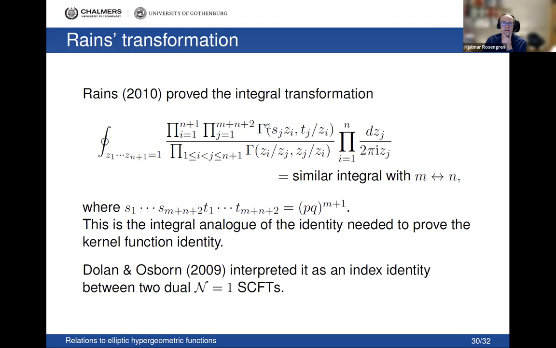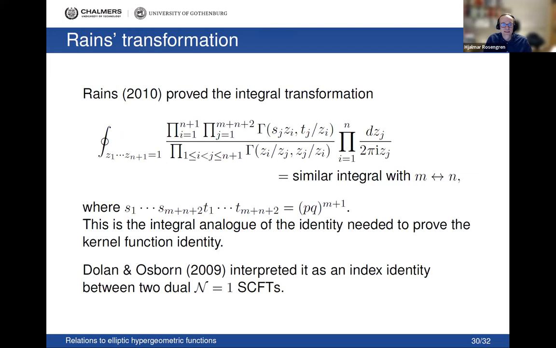Rains gave an integral transformation. You have some multiple integral like this, and the transformation says that this is equal to something similar, but instead of n dimensions, you take m dimensions. So you change the dimension of the thing. That's the integral analog of this Kajihara–Noumi identity I showed you, which can be used to prove the kernel function identity. It also has some interpretation in physics.